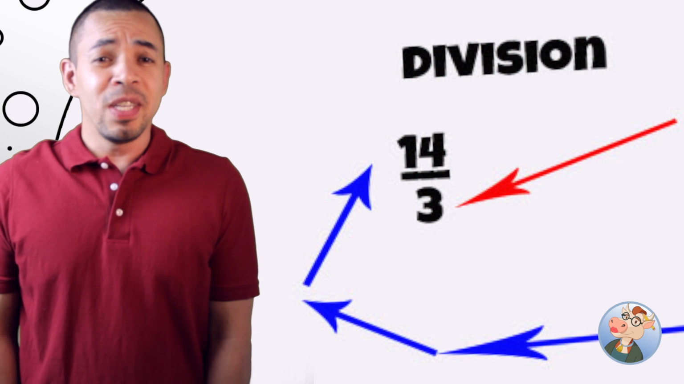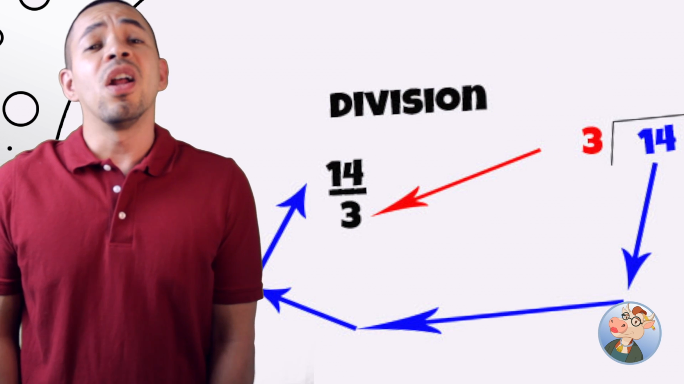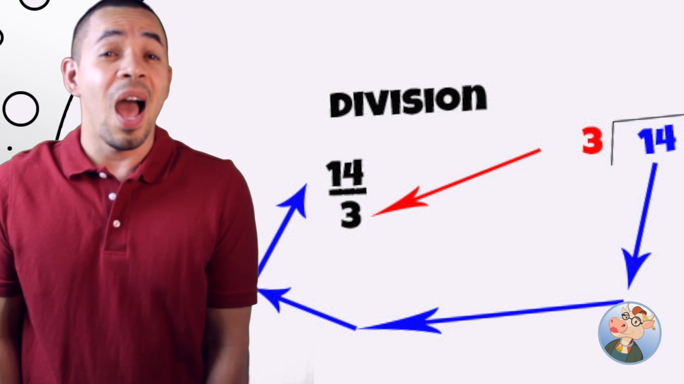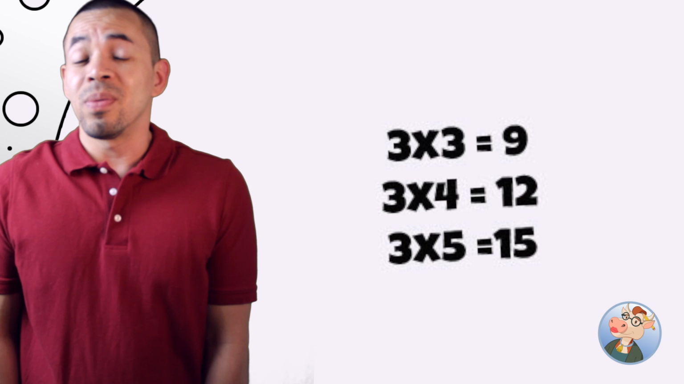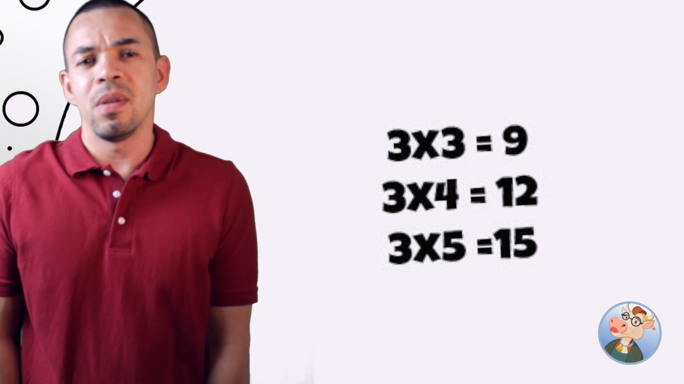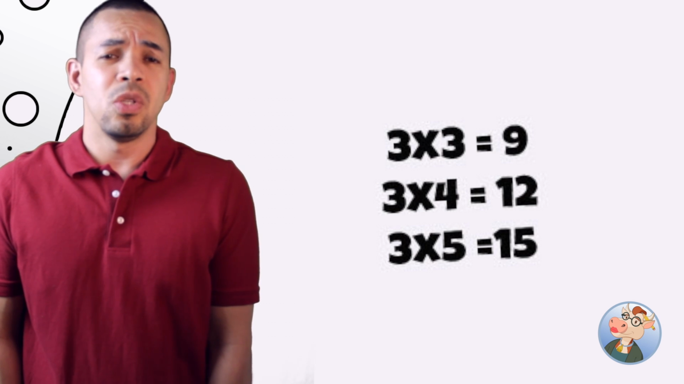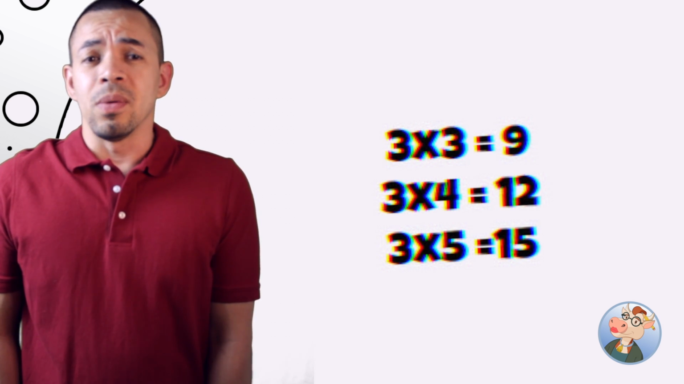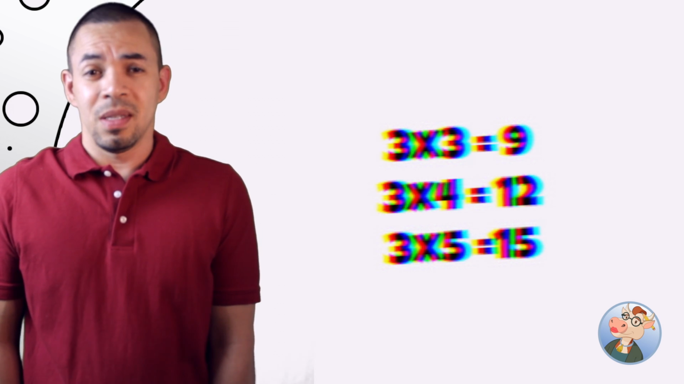Division, 14 over 3. Our divisor will be the denominator and our dividend will be the numerator. The 3 goes into the 14 how many times? 3 times 3 is 9, too small. 3 times 4 is 12, maybe. 3 times 5 is 15, too big. So, 3 goes into the 14 4 times.